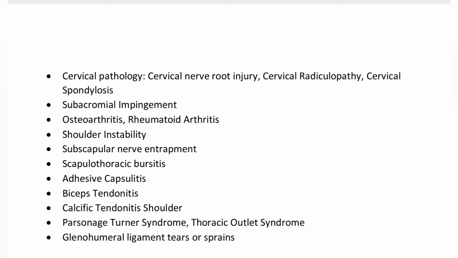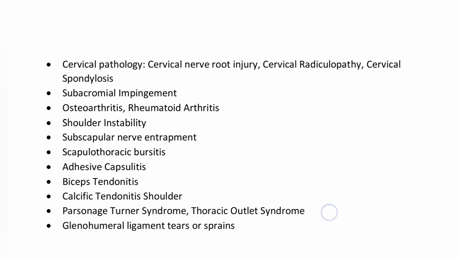Next are further differential diagnoses. There is cervical pathology, cervical nerve root injury, cervical radiculopathy, cervical spondylosis. Next are subacromial impingement, osteoarthritis or rheumatoid arthritis, shoulder instability, suprascapular nerve entrapment, scapulothoracic bursitis, adhesive capsulitis, bicipital tendinitis, calcific tendinitis, Parsonage-Turner syndrome, thoracic outlet syndrome, and glenohumeral ligament tear or sprain.